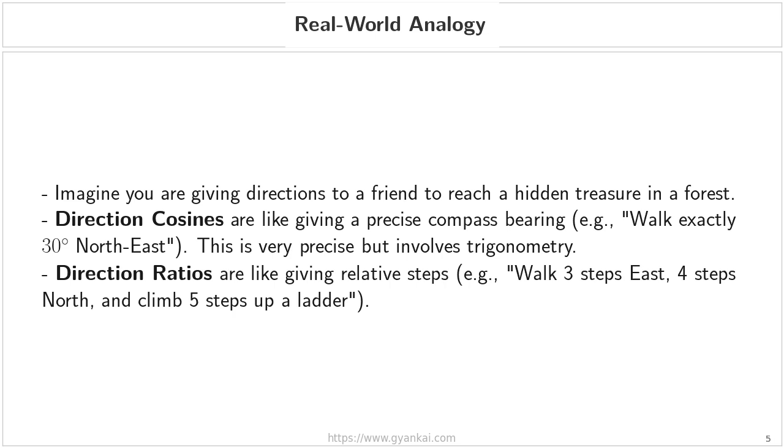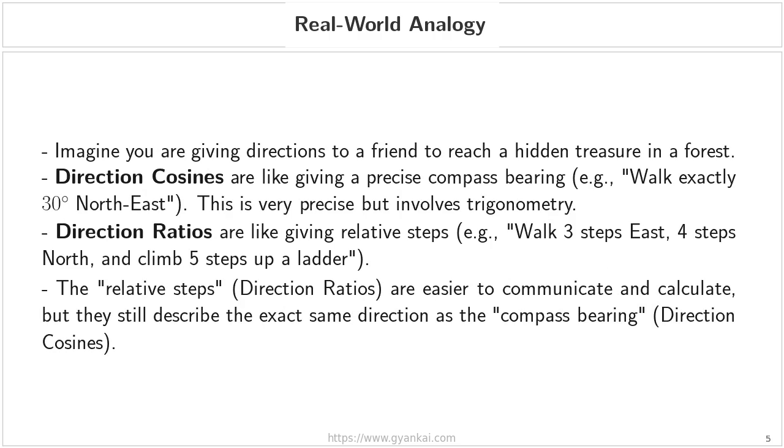On the other hand, using direction ratios is like giving them a set of relative steps. You might say, walk 3 steps east, 4 steps north, and then climb 5 steps up a ladder. Notice that I haven't mentioned any angles here. I've simply given you 3 numbers that represent a movement in each direction. The key takeaway here is that even though these 2 methods look different, they describe the exact same path.